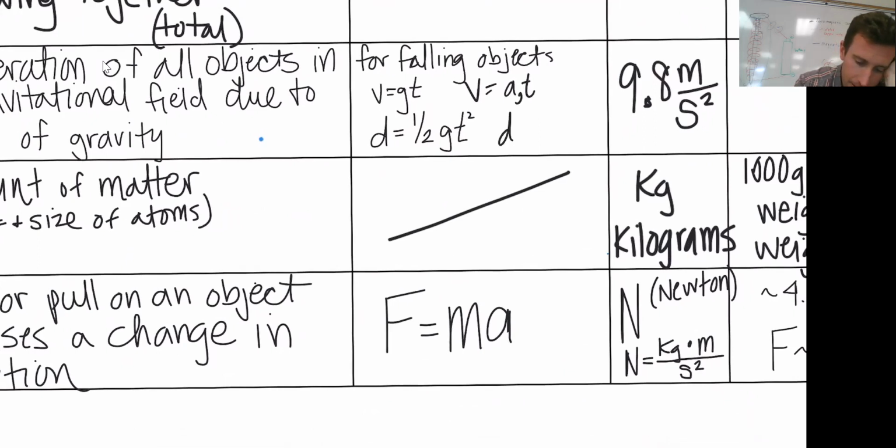So I could write it again. Distance equals acceleration due to gravity. Oops, I forgot my 1/2. Distance equals 1/2 acceleration due to gravity times t squared.